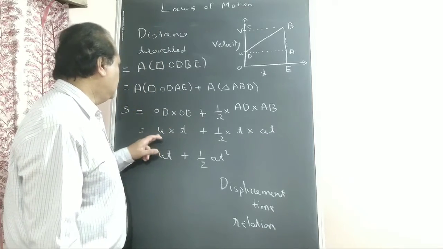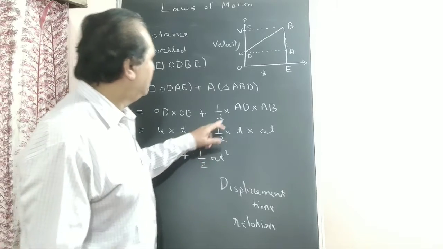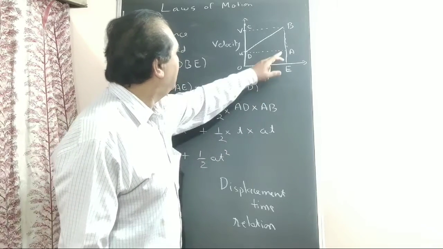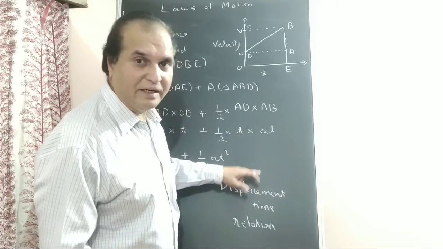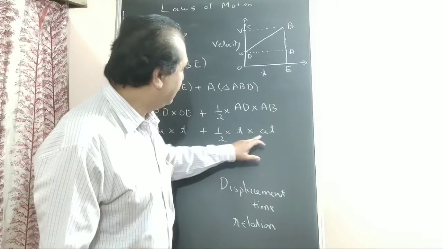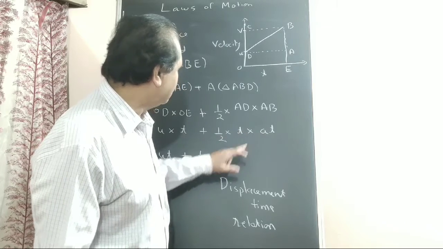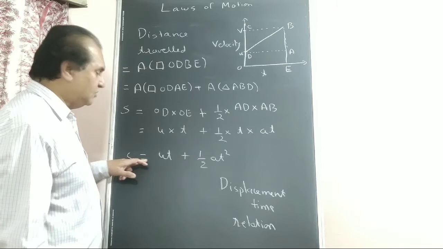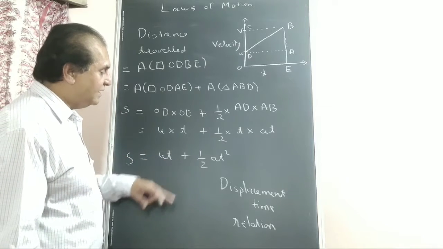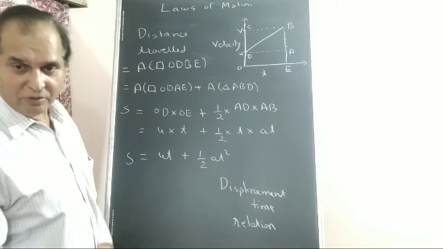So OD into OE is u into t, plus half into t into AB. AB is CD, opposite sides of a rectangle, and that is at, which we have already proved. at into t is at square, so half at square. So displacement s equals ut plus half at square. Proved the relation.